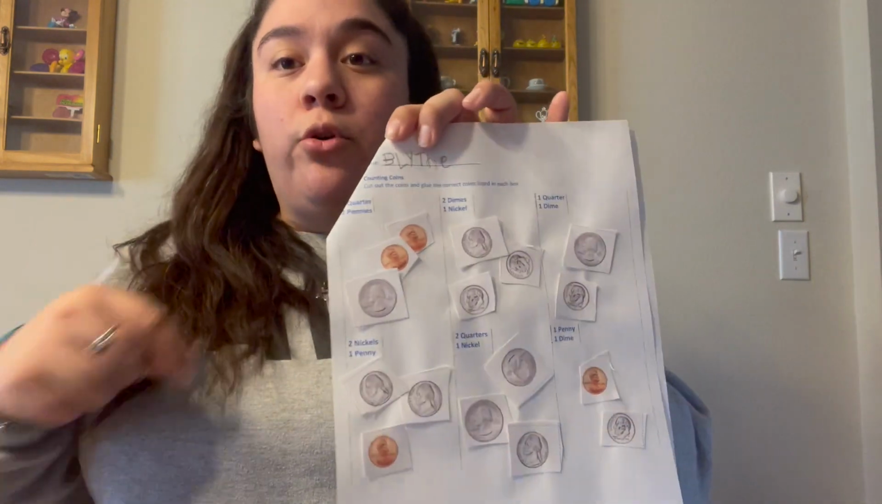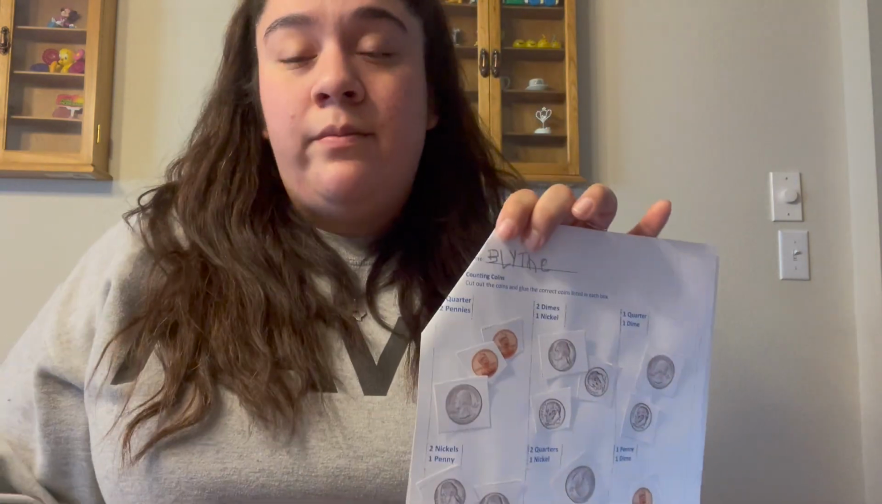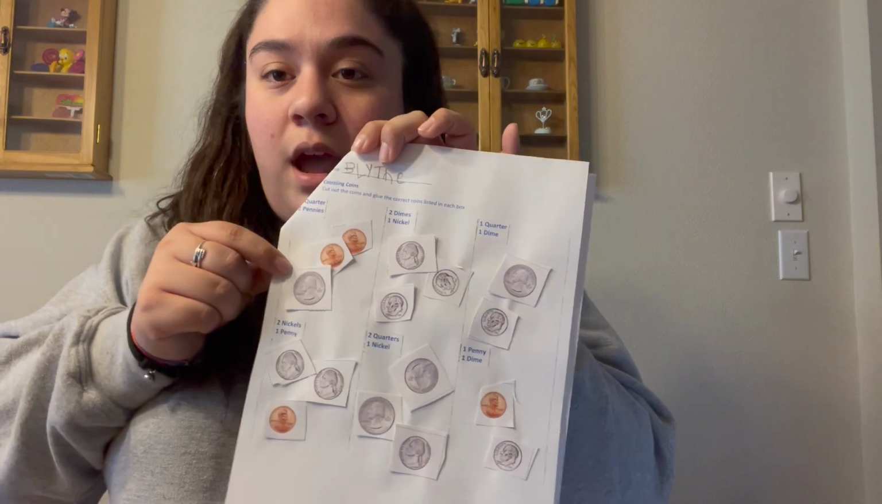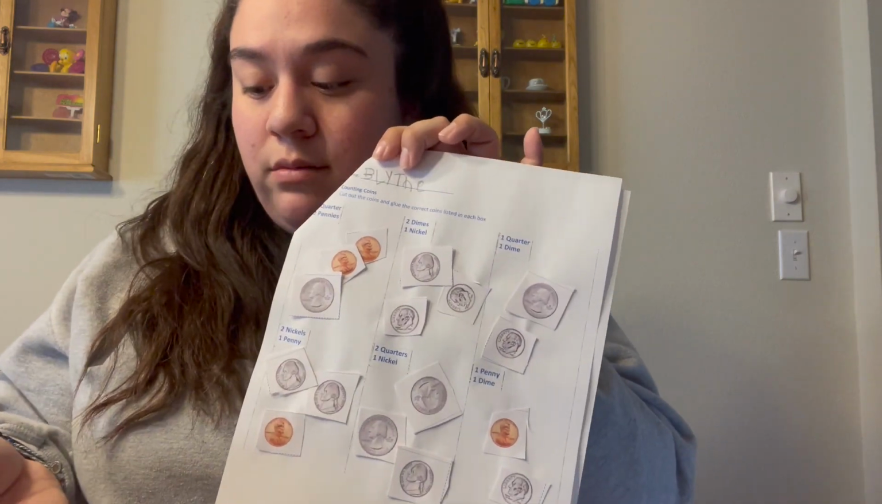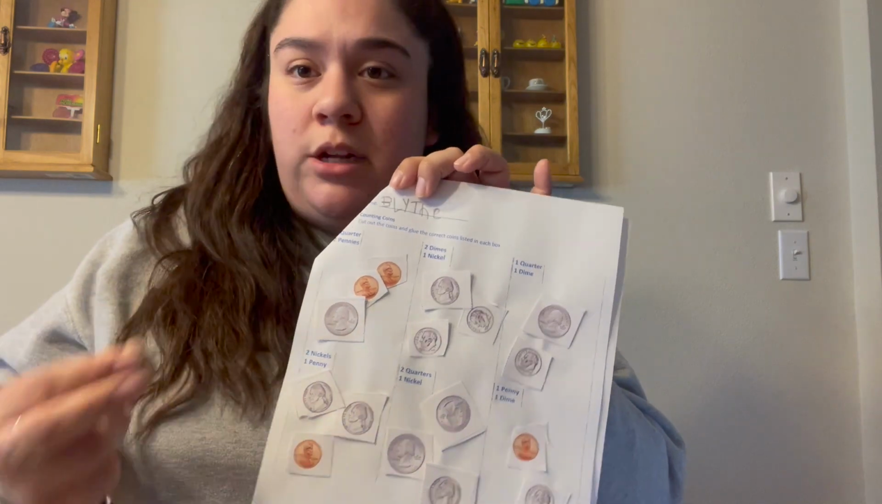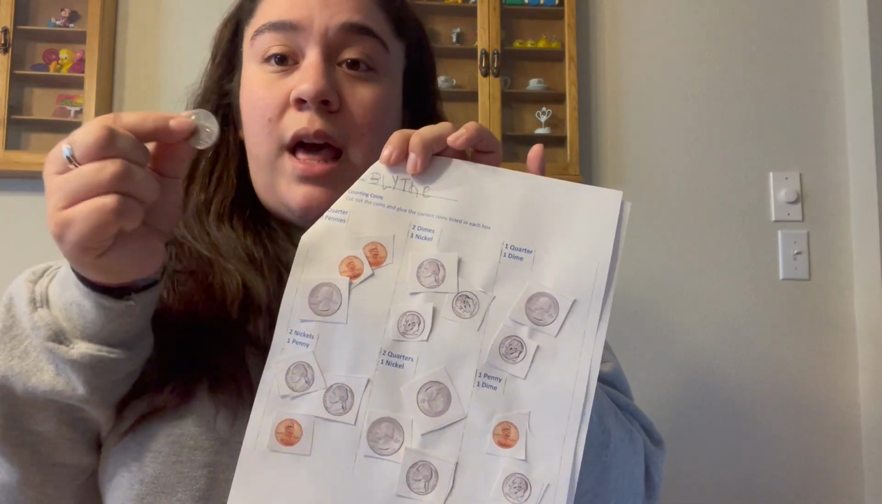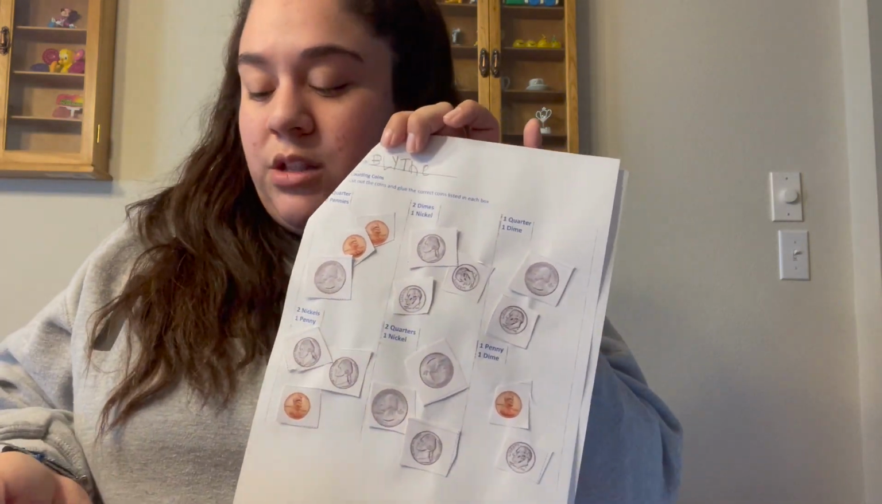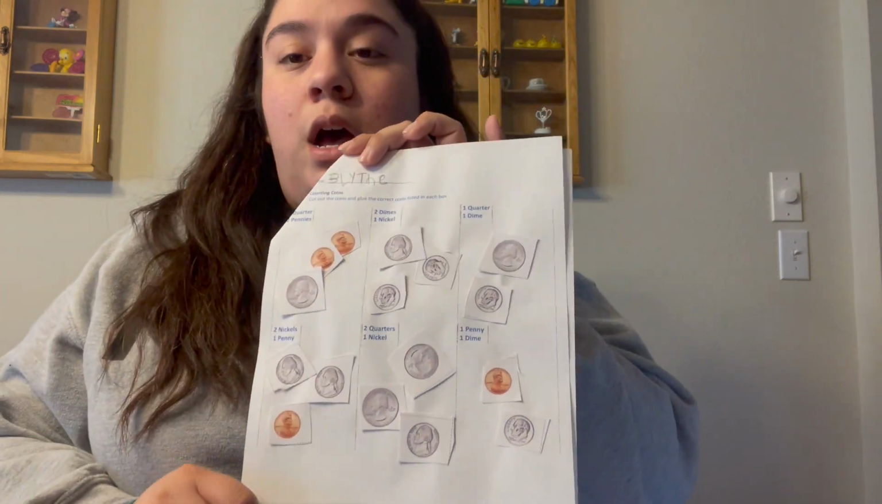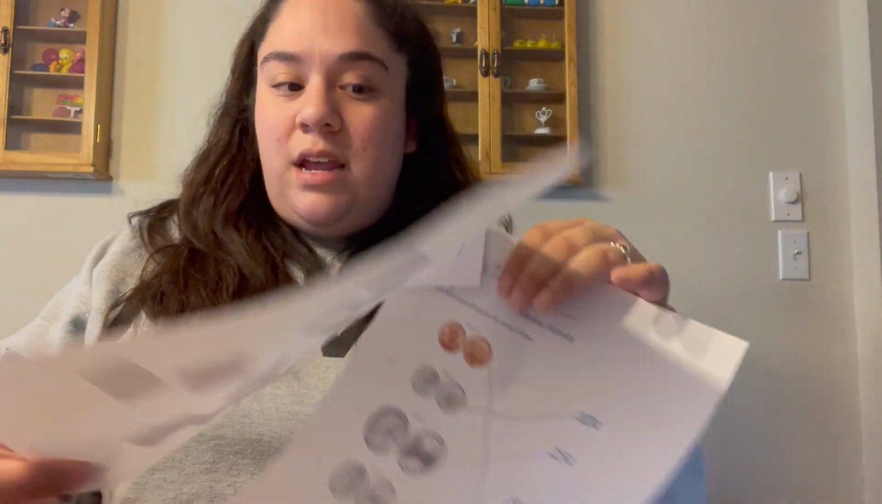I tried to give them each an actual quarter, dime, nickel, and penny, so that they could see it, because the cutouts weren't exactly the correct sizes. The quarter is much bigger than the dime in real life, but these weren't. So I had them use that as well to help them. And that was the end of that assignment.